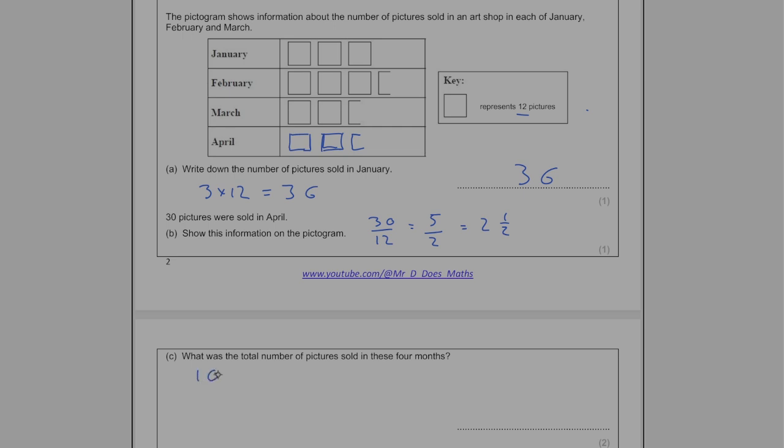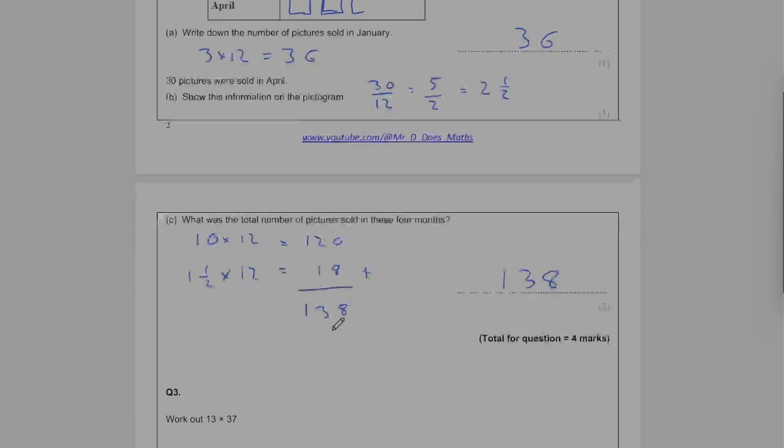So that's going to be 10 times by 12 because each picture represents 12. And then we've got 1, 2, 3 half pictures. So that's 1.5 lots of 12 for the halves. So 120 would be 10 times by 12, and then 1.5 lots of 12 is going to be 12 plus 6, which is going to be 18. So my total is going to be 138 pictures.